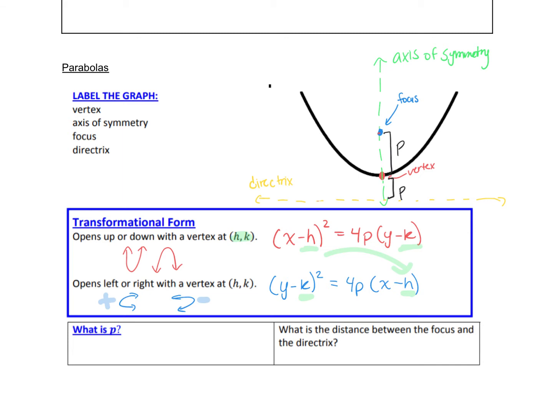Okay, now that we've looked at these equations, let's move on to defining our p. We already looked at what p was in the graph. It's the distance between the vertex and the focus, and the distance between the vertex and the directrix. So we're going to go ahead and write that down right now.